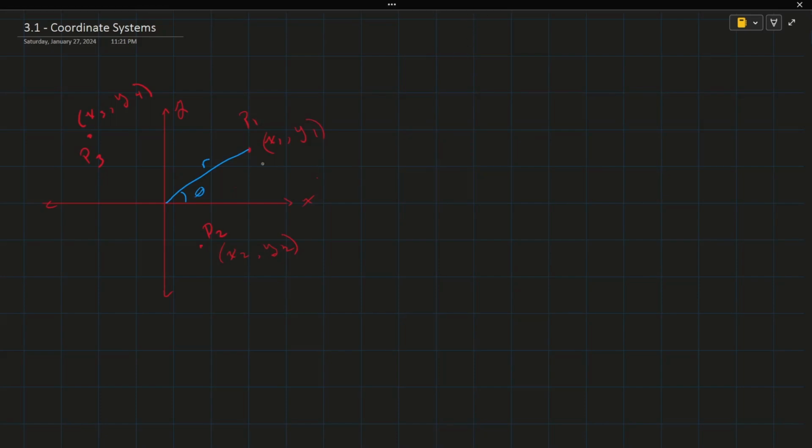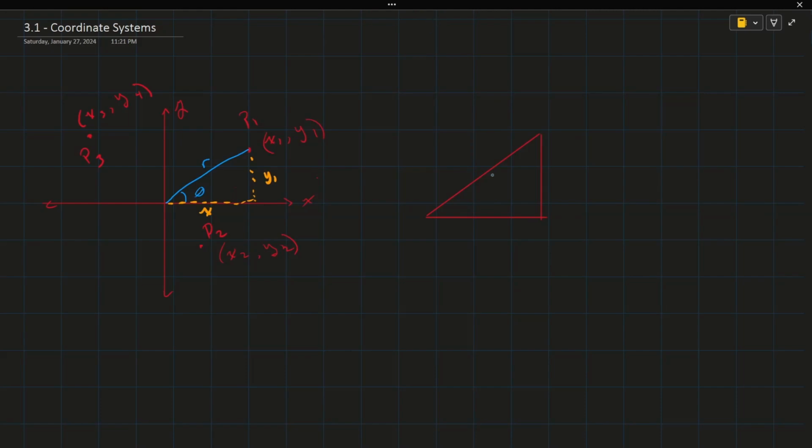Right? We know that x1, y1 is a measure. This measurement here is y1, and this measurement down here is x1, right? That's how planes work. So what we have is a triangle. Actually, let's do this again. There we go. So there's our triangle, right?